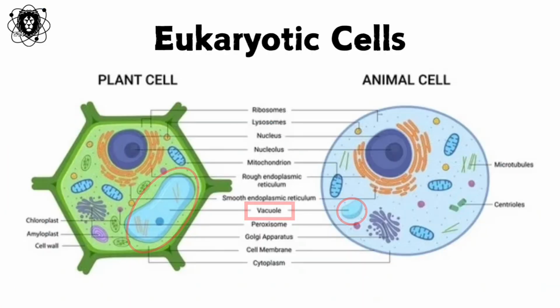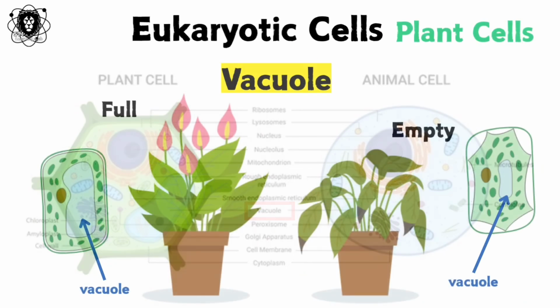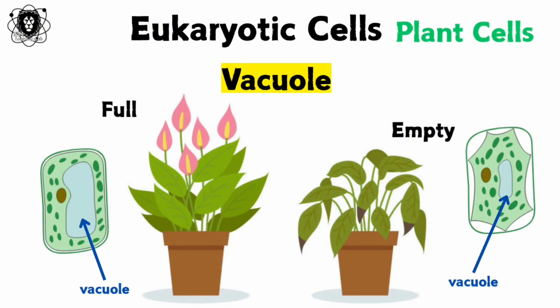The central vacuole in a plant cell is huge compared to anything in animal cells. It stores water, nutrients, and waste. It also helps the cell stay firm by maintaining turgor pressure, which keeps stems and leaves upright.